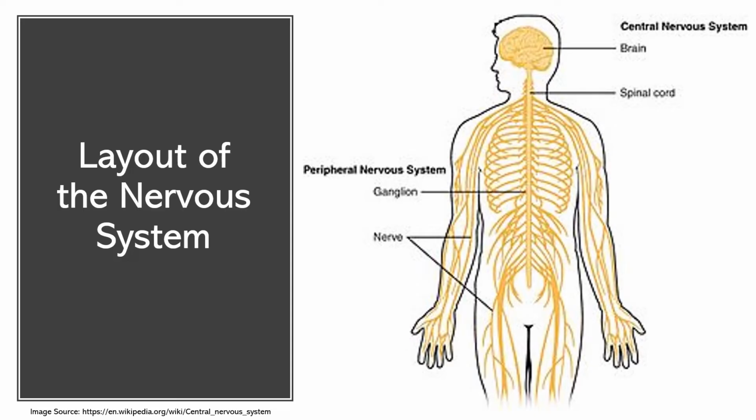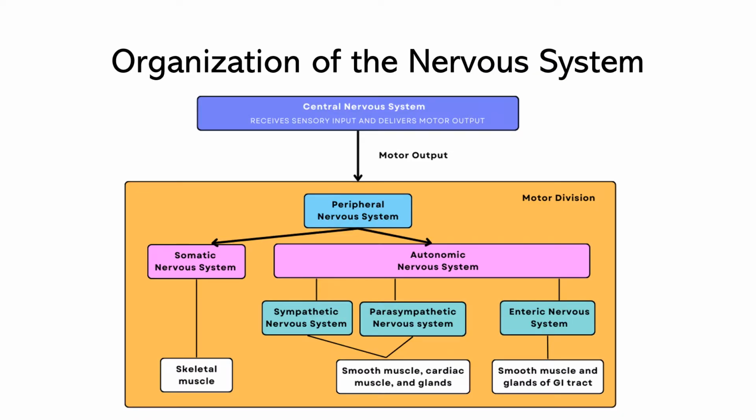The nervous system has two main parts: the central nervous system, which consists of the brain and the spinal cord, and the peripheral nervous system, which consists of all of the nerves that radiate from the structures in the central nervous system. The nervous system is organized so that the central nervous system is going to receive sensory information, as well as deliver motor output information. It receives from and delivers to the peripheral nervous system.